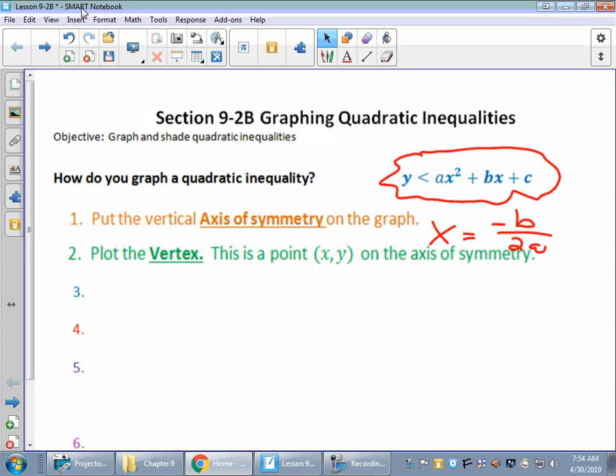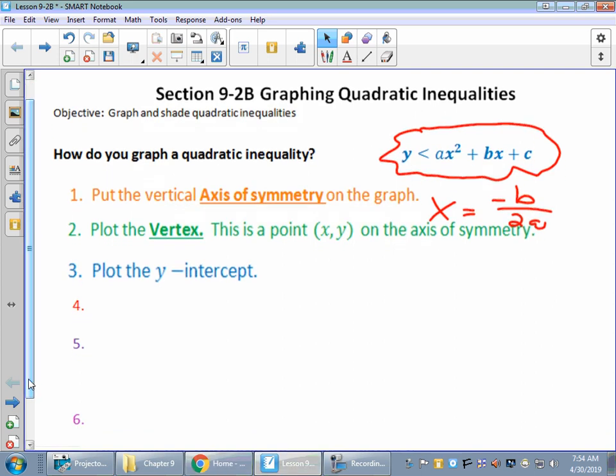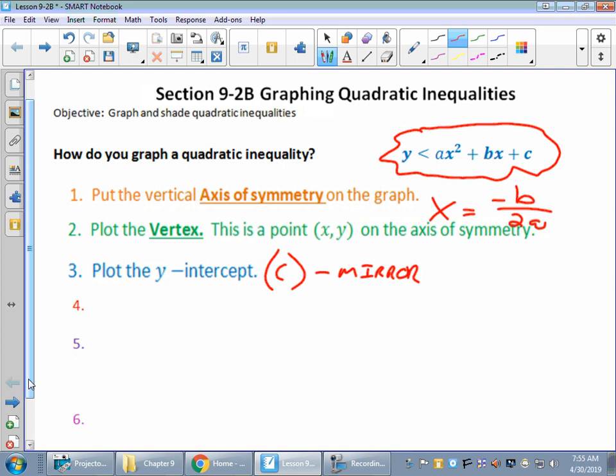Doing that axis of symmetry gives you the x coordinate, and then you have to plug that into the equation to get your y, which is something we've done many, many times. Then we're going to plot the y-intercept, and in this case, remember, that's your c value. You can also use a mirror image point from that. Once you have your axis of symmetry and your y-intercept, if you use the mirror image point on the other side of the axis of symmetry, then you've got another point for you.